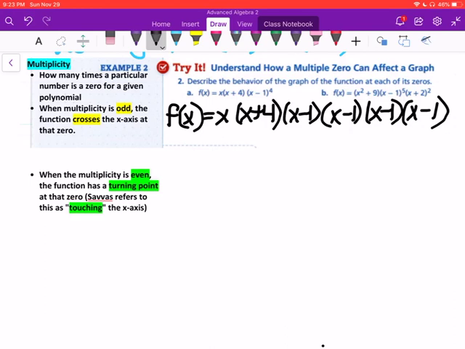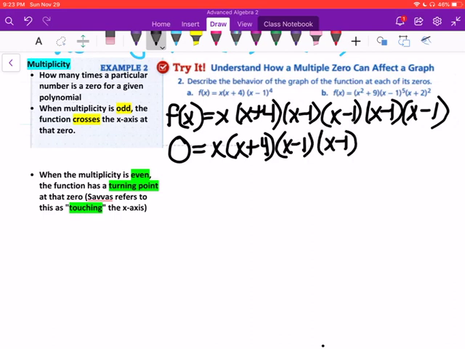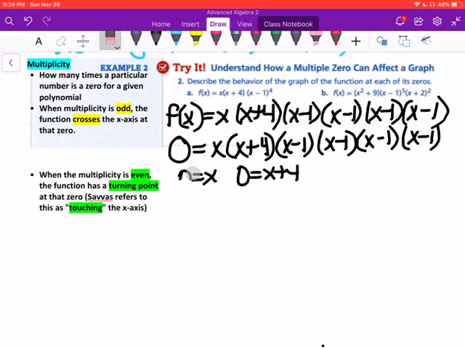And then if I were to find the zeros, I would set f of x equal to 0, and then I would solve by factoring, but I'm just copying it all down right now. Then I could apply the zero product property to each factor, so I would say 0 equals x, 0 equals x plus 4, and so on.